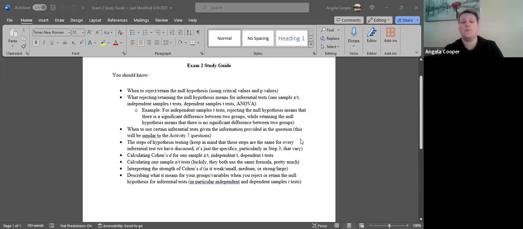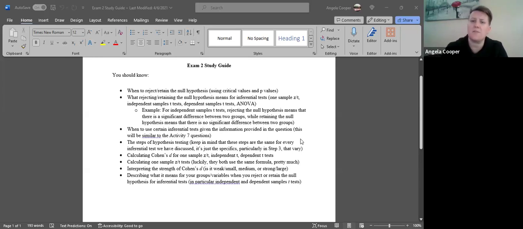So I also want you to know the steps of hypothesis testing. So know which one comes first and what you've got to do, which one comes second and what you've got to do, third and then fourth. So we know that the first step is to state the hypotheses. This includes the null and alternative.